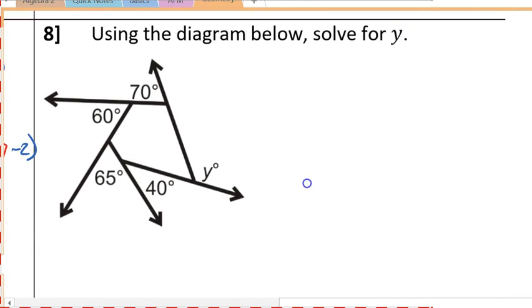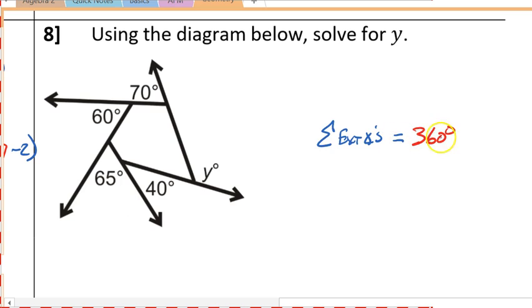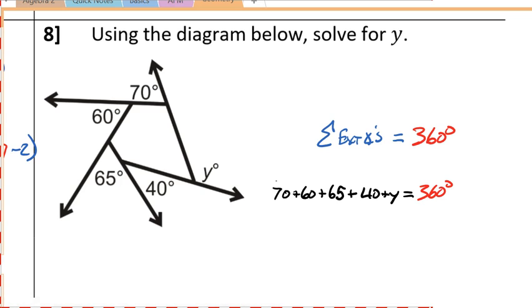Question number 8, very similar. We can add up all of the angles outside of a shape, and they should be equal to 360 degrees. So when I add all of these angles together, it should equal a value of 360. 70 plus 60 plus 65 plus 40 plus y should be equal to 360 degrees. Combining like terms, y plus 235 equals 360, or y is equal to 125.